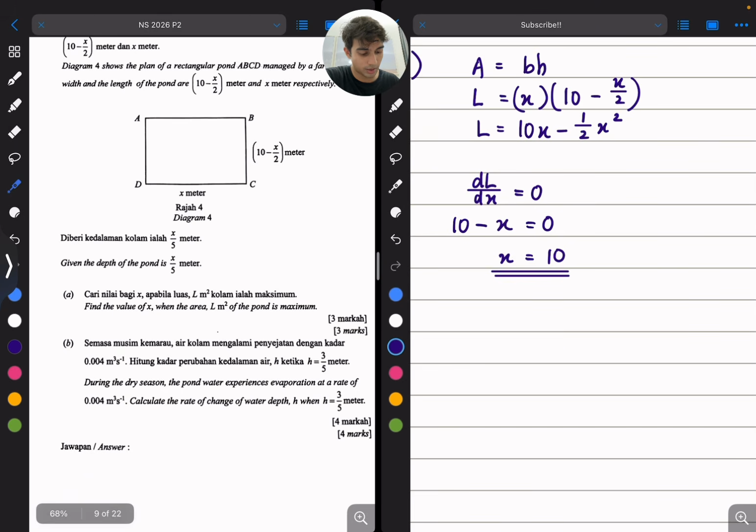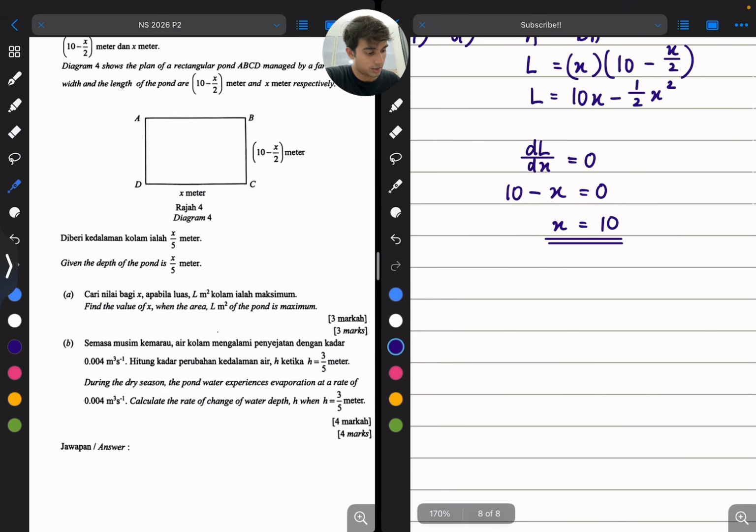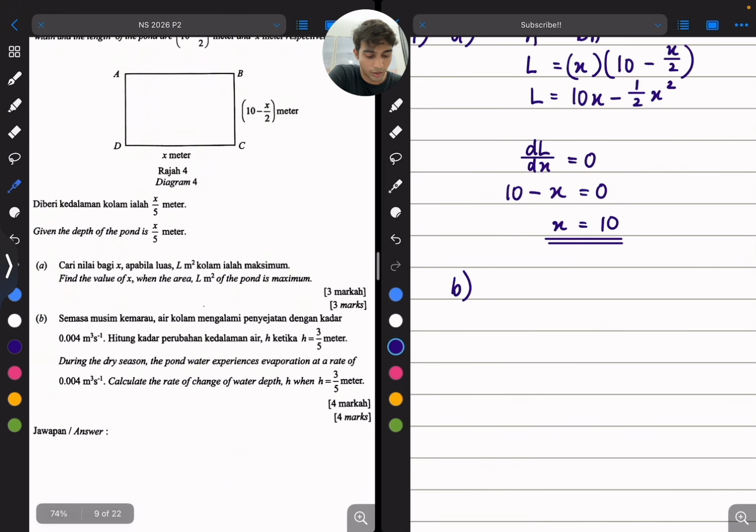Right. B. Find the value of x. Okay. During the dry season, the pond water experiences evaporation at a rate of this much. So it's evaporating at this rate means your volume is decreasing by this much per second, because it's evaporating. So our dV dt will be 0.004, but since it's losing volume, you must add a negative here. Okay, so the rate of change of volume is this.